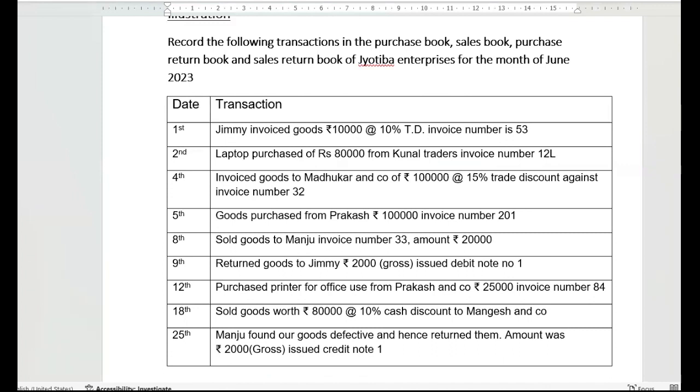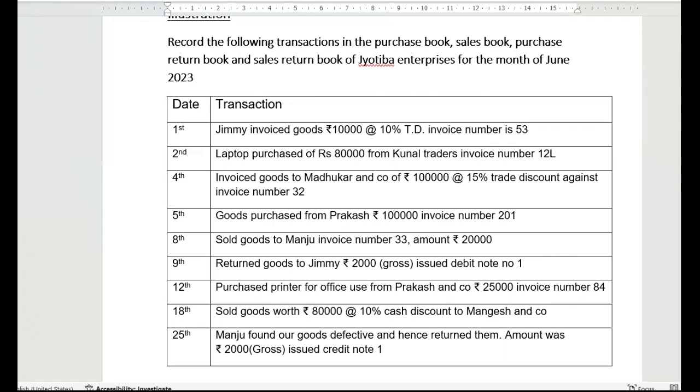So what is this question about? It is saying record the following transactions in the purchase book, sales book, purchase return book and sales return book of Jyotiba Enterprises for the month of June 23. Each transaction, we are going to look at carefully, whether it's purchases, sales, purchase return or sales return, and accordingly we will record it. Two key points: one is only credit transactions will be recorded, and second, asset purchases or sales will not be recorded. So let's go to the first transaction.